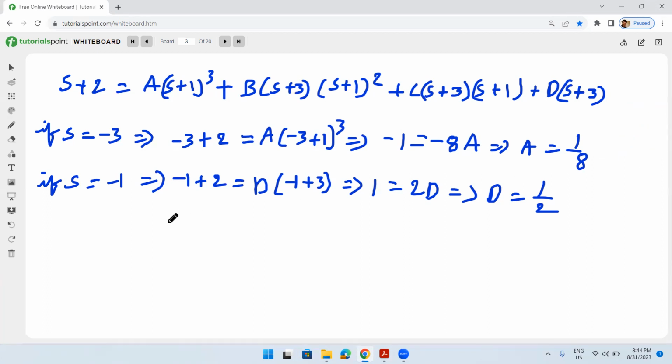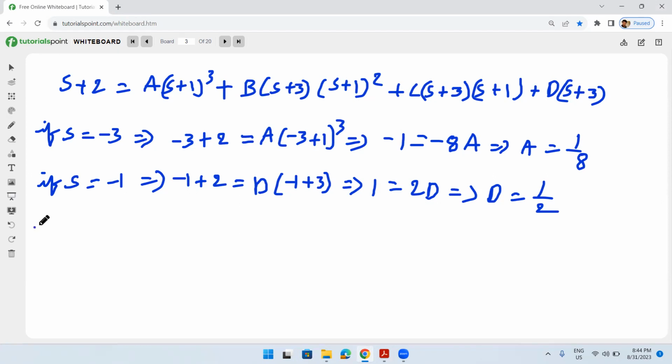I'm taking only 2 values because how many unknowns are there still? A and D values we got, and still B and C values remain. Since we have to find 2 unknown values, I'll take 2 S values randomly, 0 and plus 1. Take them as low as possible: 0, 1, minus 1, minus 2. Since minus 1 is over, I'll take 0 and 1.